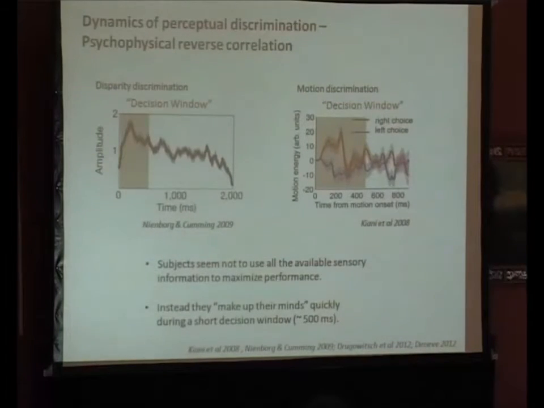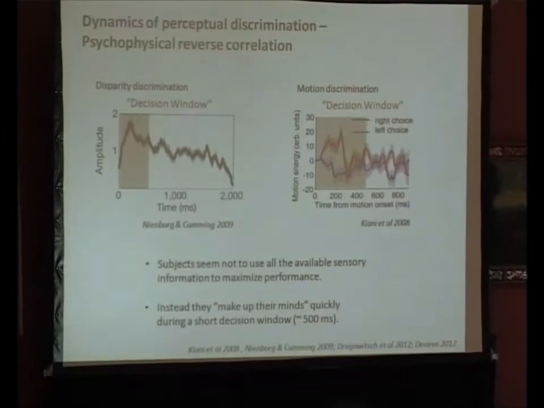In order to illustrate that, I'll first show psychophysical kernels. One of them, this one here, was measured in a different experiment, a disparity discrimination experiment by Nienborg and Cumming. And this here shows motion energy for right versus left choices, which is also something like the psychophysical kernel. What both of those have in common is that they decay over time. To simplify things a bit, I introduce here this term decision window, which you will see in many of the slides that follow. The important fact is the decay. Here it really seems to be like a window which is important for the decision.